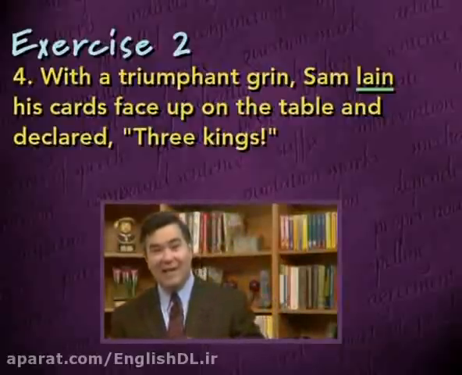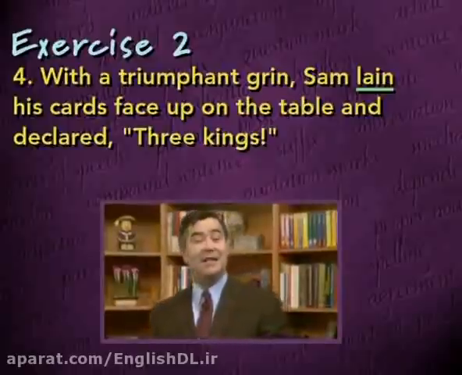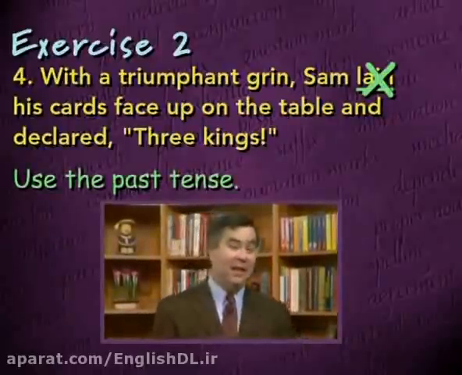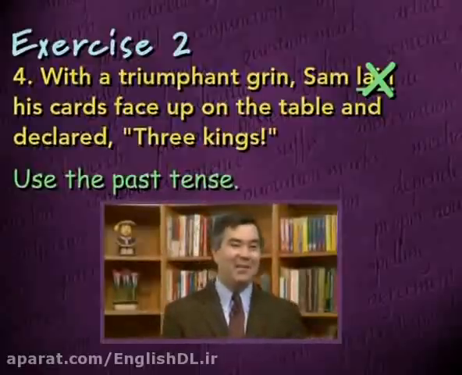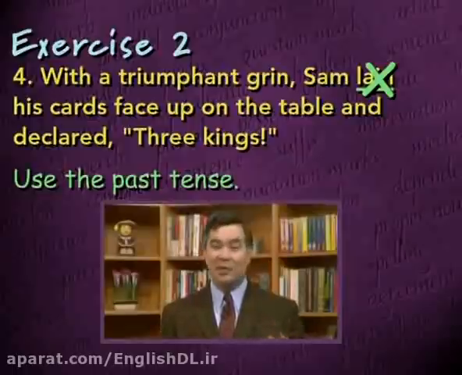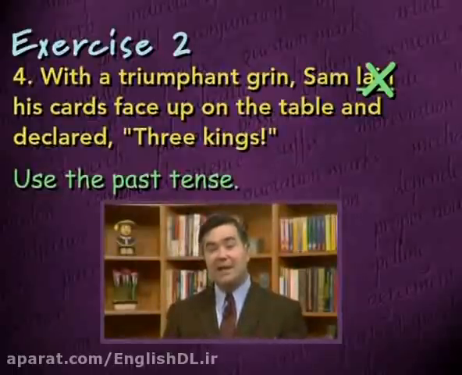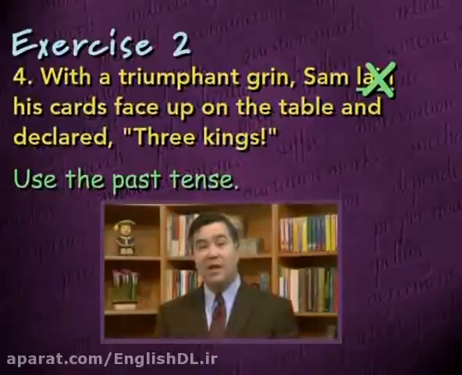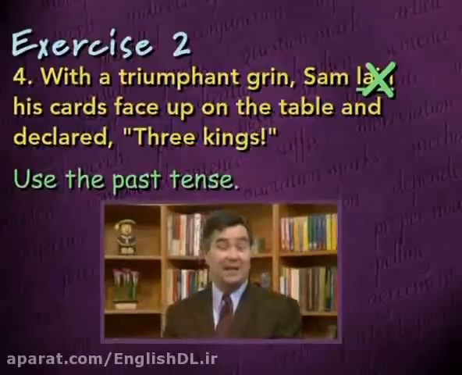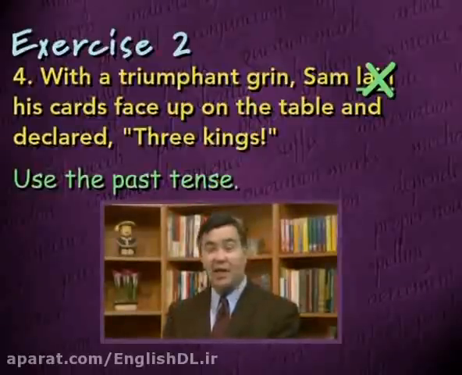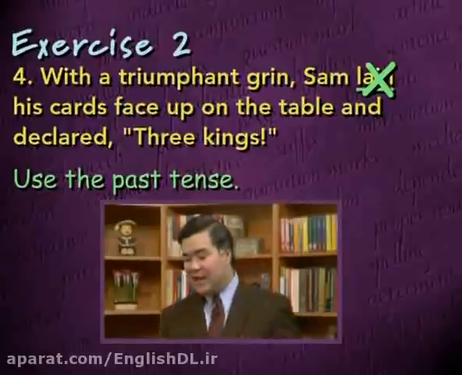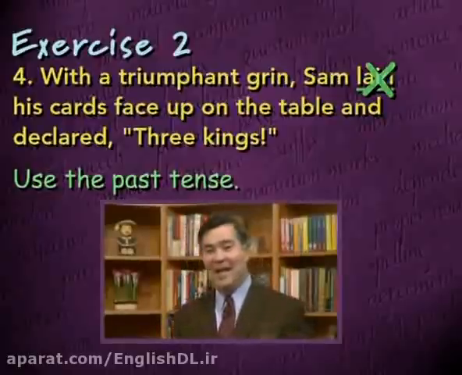Now, what tense is being used here? In this case, the past tense is intended because the laying and the declaring are happening at the same time. Sam is doing both of these events in the past. They're happening simultaneously, and therefore the past tense ought to be used for both. Now, the regular verb declare has been presented to us in the past tense, which is correct, declared, but we need the past form of the verb to lay, which is not lain, but rather laid.